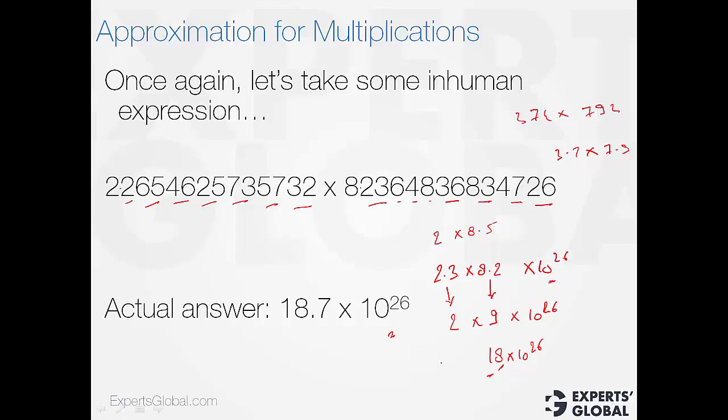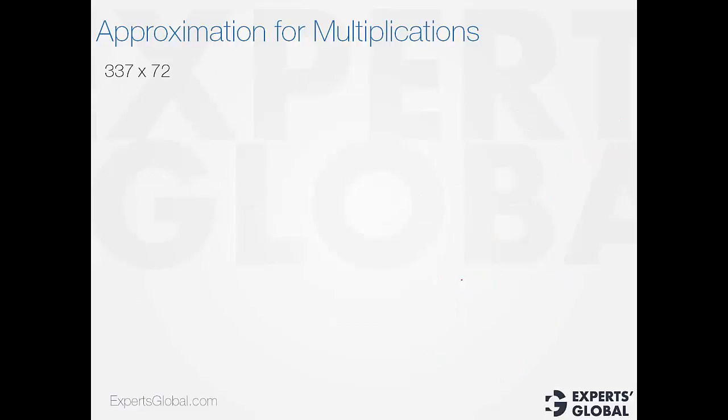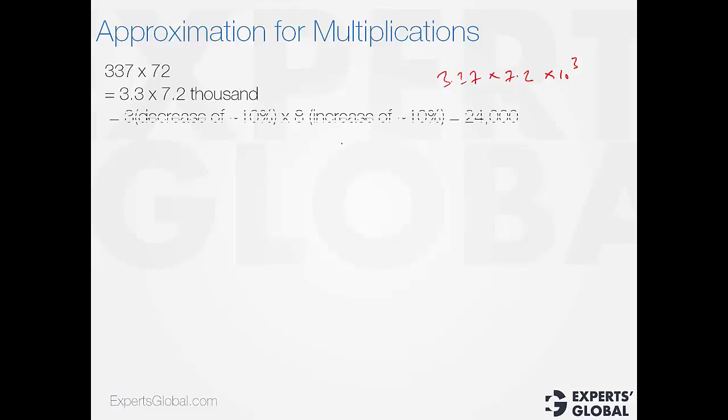So take one more, 337 into 72. I would say make it 3.37 into 7.2 into 10 raised to power 3, and then play around. Okay. So 10 raised to power 3 means 1000, these many thousands. I'm decreasing this by 10%, so I'm increasing this by 10%. 3.3 becomes 3, 7.2 becomes 8, 3 into 8, so that's roughly 24,000. See, otherwise this would have taken me so long, but I know in a matter of a few seconds it's 24,000.